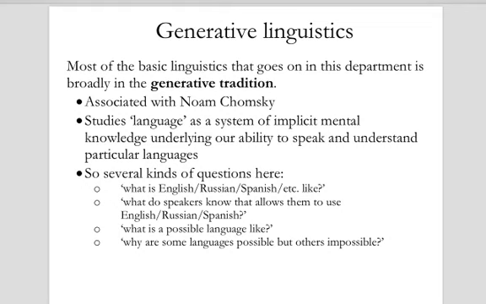Generative linguistics historically goes back to the work of Noam Chomsky in the 1950s and 60s, who is arguably the most famous living linguist, and he really changed the approach that linguists take to studying language a fair bit. In particular, Chomsky is associated with a branch of linguistics that has a focus on implicit mental knowledge. So rather than studying languages as platonic objects out there in the world, generative linguistics studies language as a system of implicit mental knowledge underlying our ability to speak and understand particular languages, right?